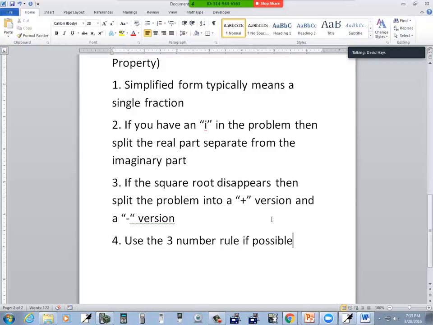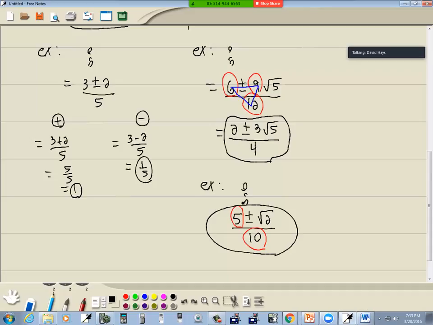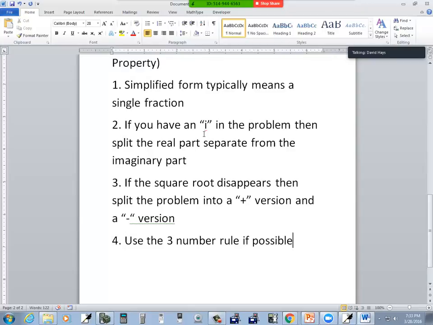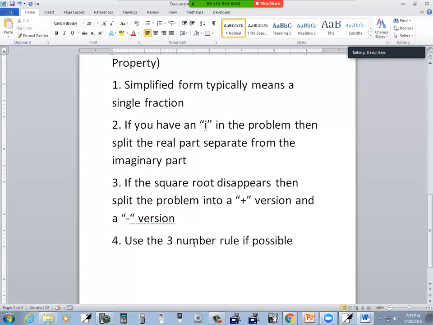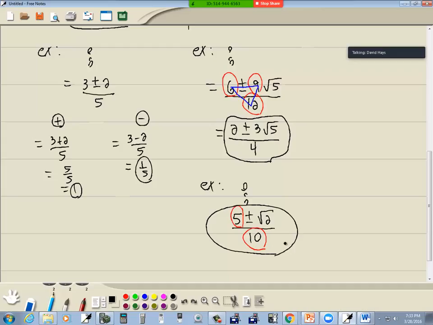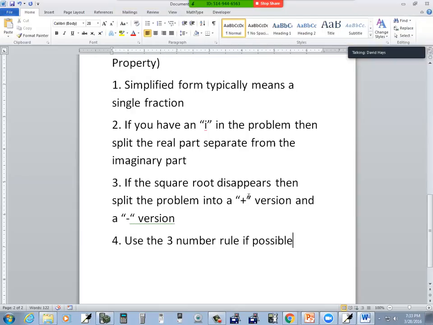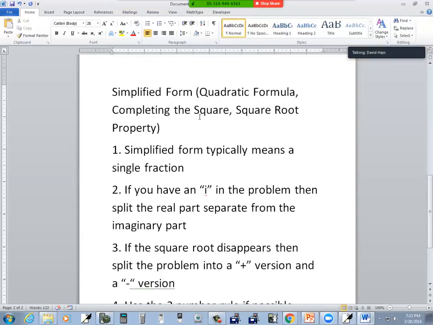If I went through my methods, simplified form typically means single fraction. If you have an i, we don't have an i. If the square root disappears, the square root did not disappear. And we just said we can't use the 3-number rule here, so this is as simplified as it gets. Now those simplified forms I just talked about apply not only to the quadratic formula, but also to completing the square and the square root property.